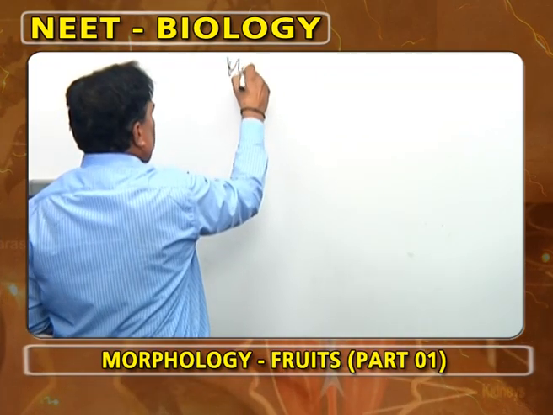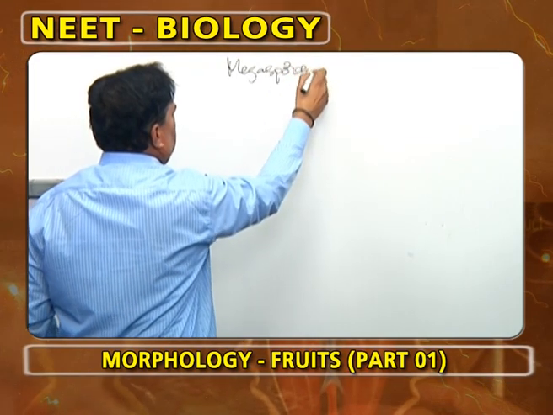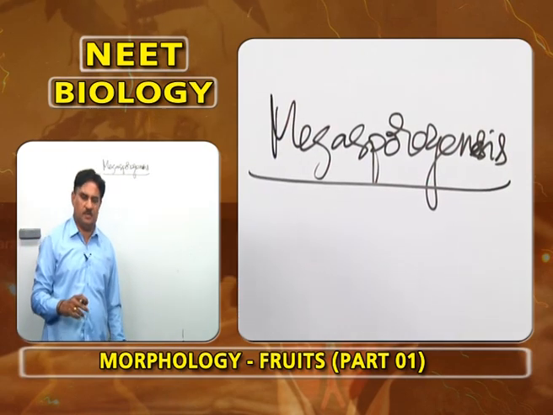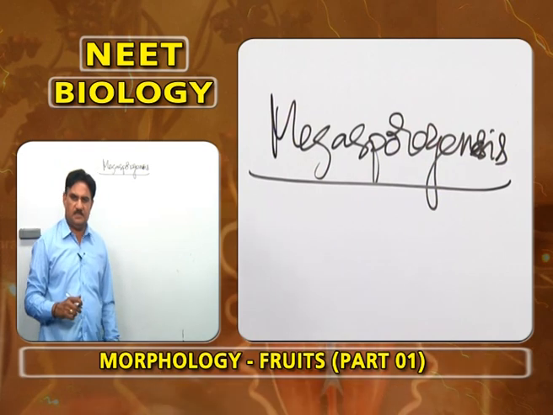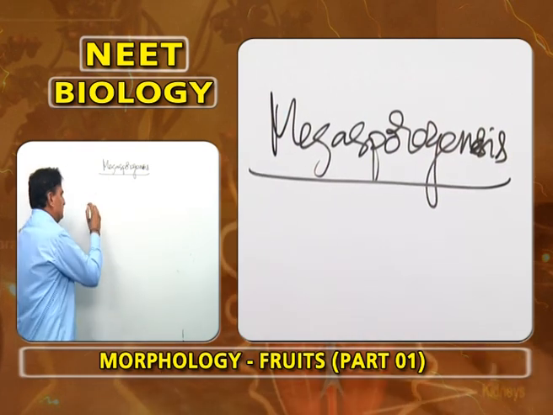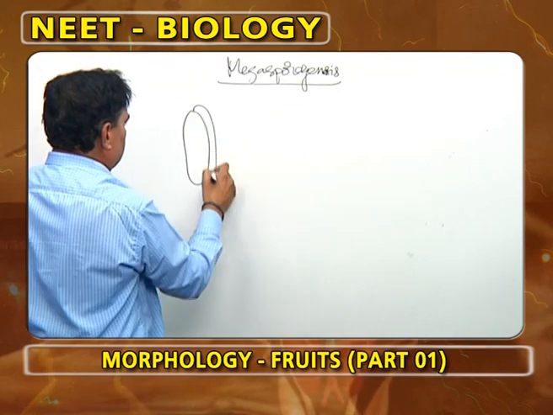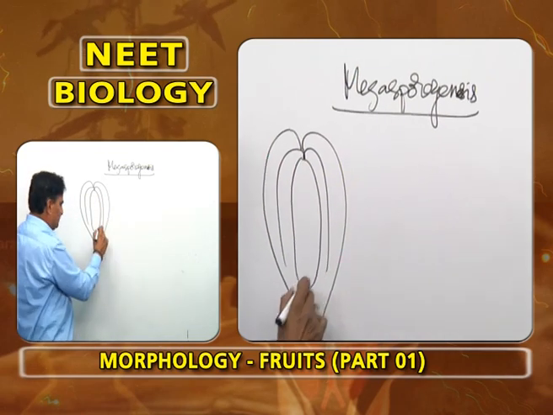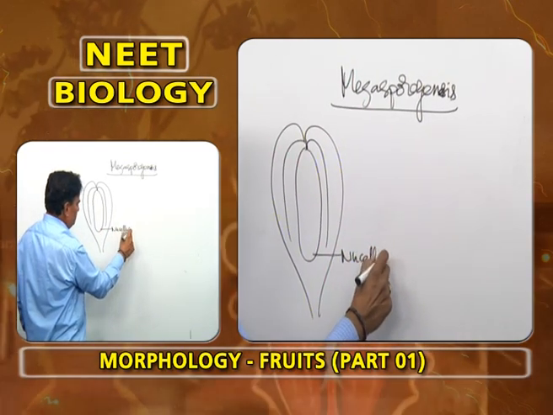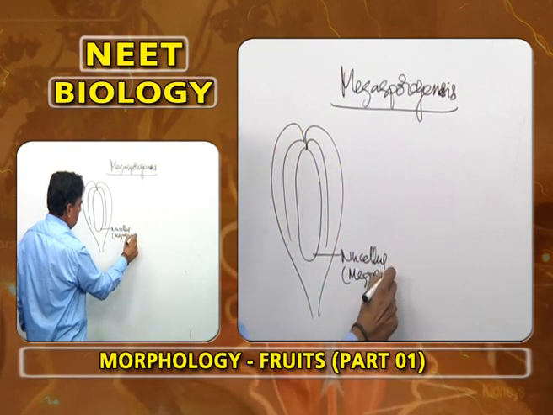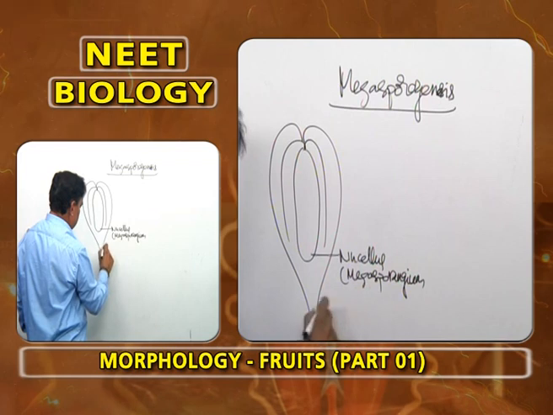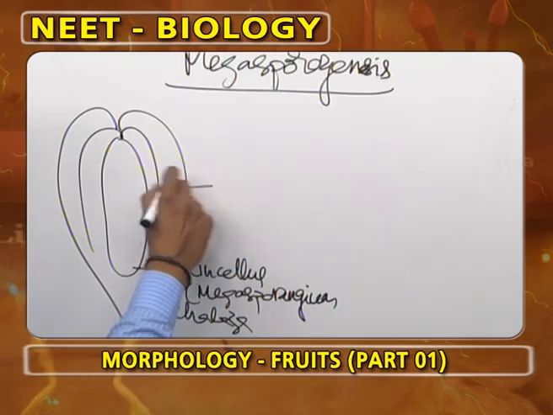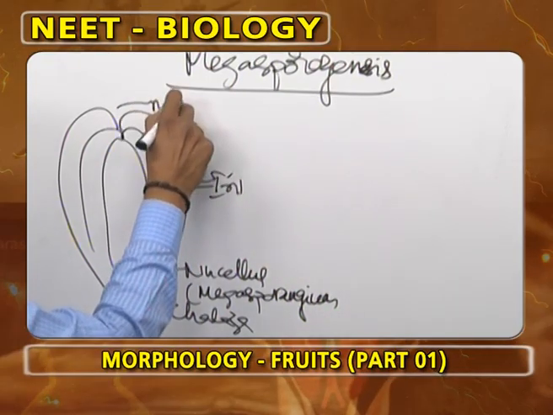First, megasporogenesis. Till last class, we discussed the development of ovule and the types of ovules. Now, megasporogenesis. Megasporogenesis normally takes place in ovules. Every ovule shows a central diploid nucellus, which is nothing but the megasporangium. It shows a funicle, chalaza, integuments, micropyle, and other things.